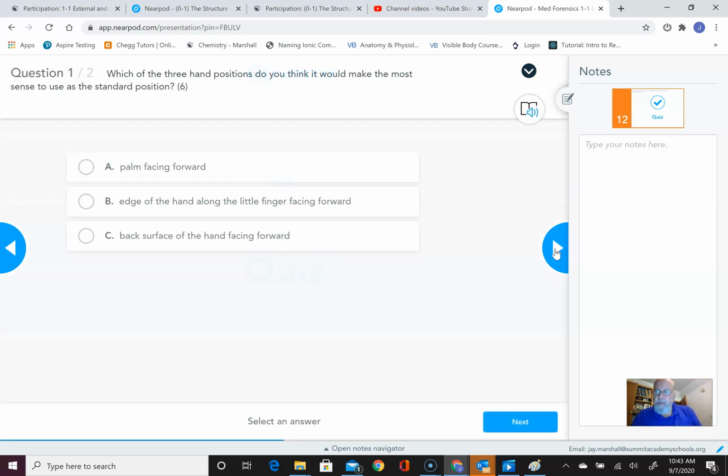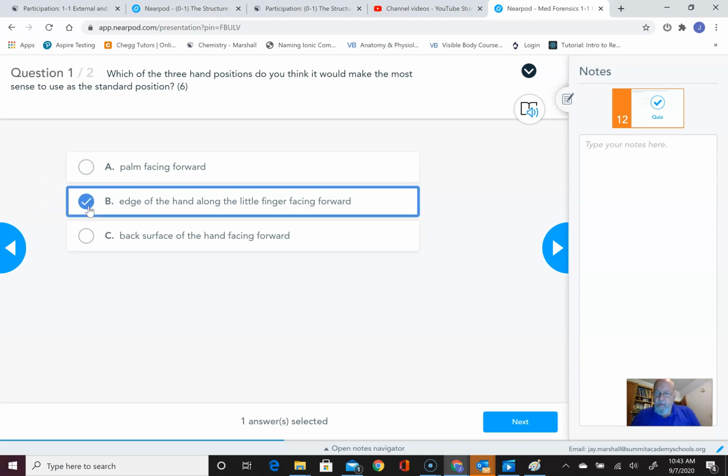So a couple of questions here. Which of the 3 hand positions do you think it would make the most sense to use as the standard position? And I'm going to give you the wrong answer here. I'm going to say the edge of the hand along the little finger facing forward. That's going to be weird, isn't it? It's almost impossible to hold your hand that way. Oh, actually, it's not.